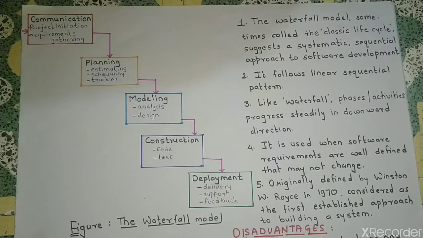So here the word prescriptive is used because they prescribe a set of process elements, that is framework activities, actions, tasks, work products, quality assurance checkpoints and change control mechanism for each project. Each process model is also going to prescribe a process flow.